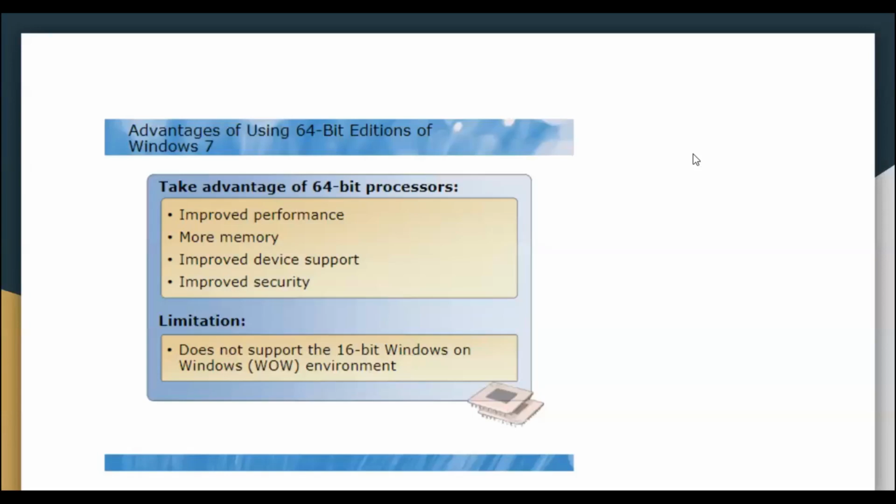In order to use Windows 7 64-bit, the computer must have a 64-bit processor, which is physically different from a 32-bit processor. In order to take full advantage of Windows 7 64-bit, you will also need to have more than 4 gigabytes of RAM. Generally, 64-bit is the way to go.